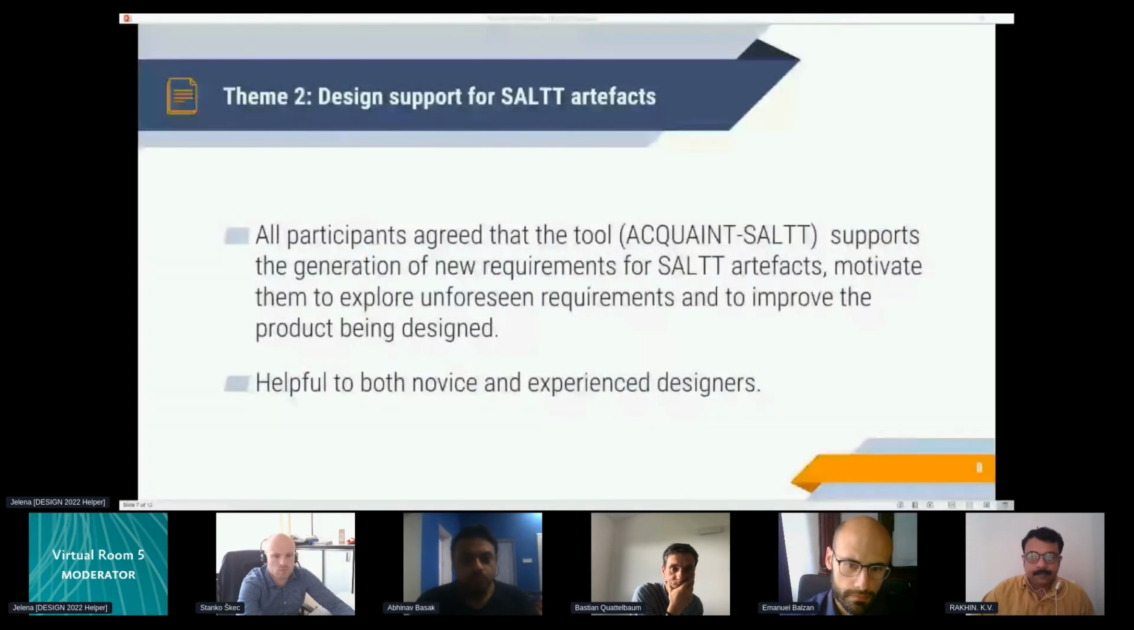The findings of the second theme were that Acquaintsalt is helpful to both novice and experienced designers, and that it supports the activities of the task clarification stage. Moreover, the tool motivates designers to improve the product being designed by encouraging them to explore unforeseen requirements through existing solutions.